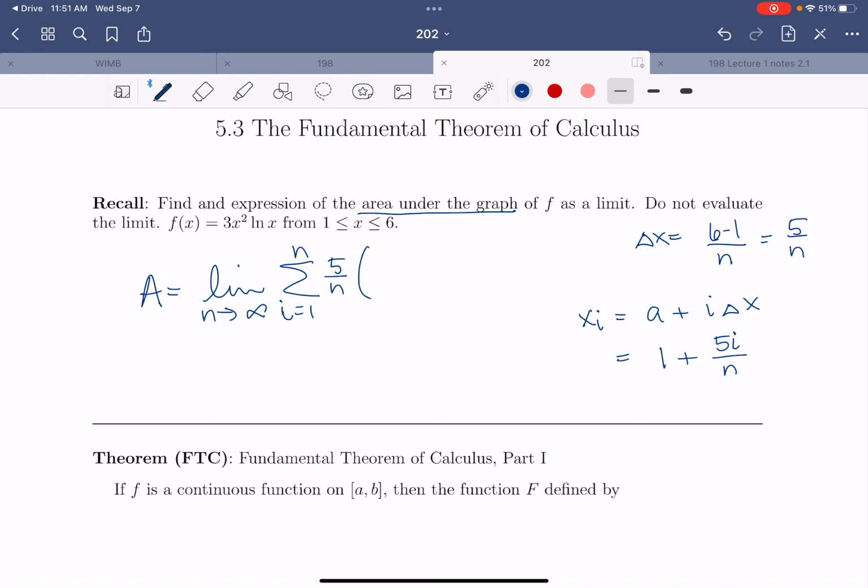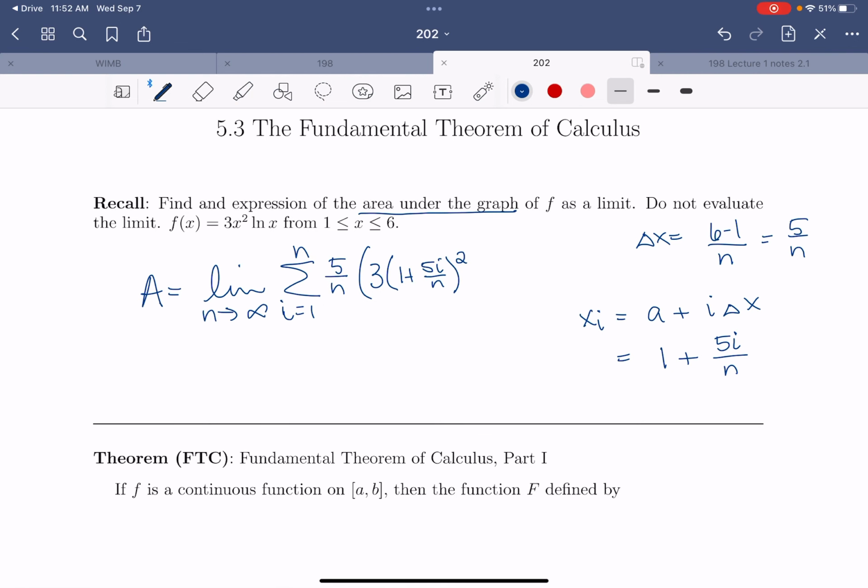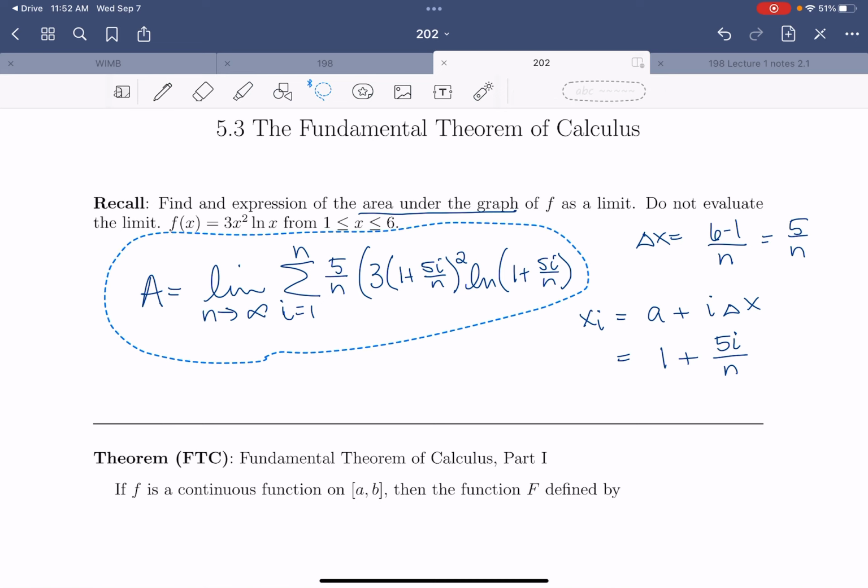And we're going to multiply that by the function at this value. So we're going to have 3 times, and instead of x squared, I'm going to plug in my xi. So that's 1 plus 5i over n, squared, times the natural log of your xi. So 1 plus 5i over n. So that is the expression for our area.